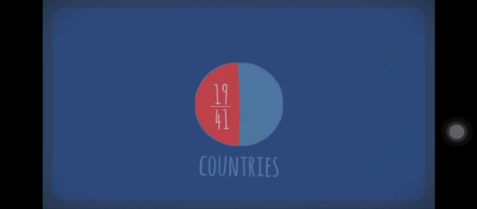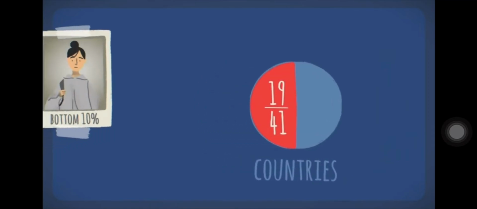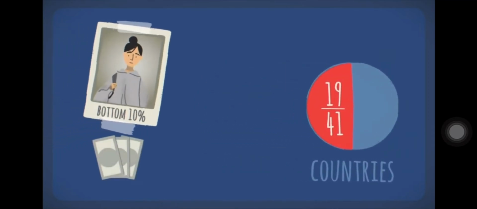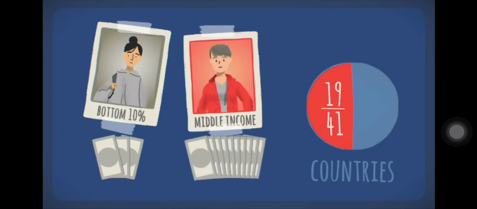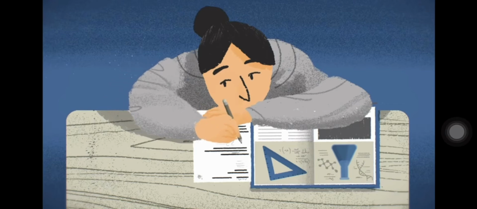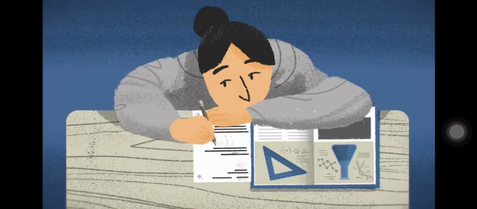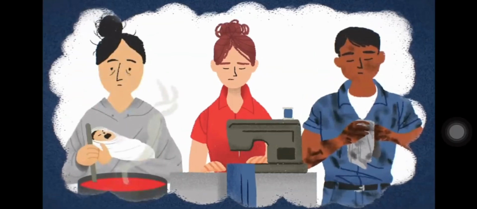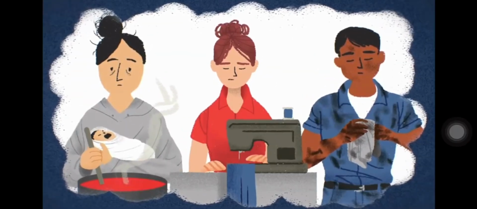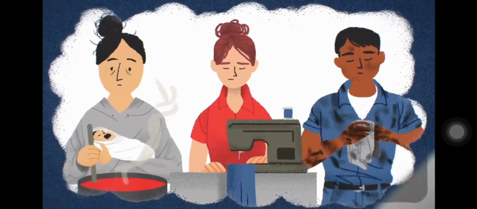In 19 of the 41 rich countries, a child at the 10th percentile has less than half the disposable household income of the child in the middle. Children from homes with the lowest household incomes are also more likely to have poor outcomes in education. These issues drastically affect children's life opportunities and their ability to succeed as adults.